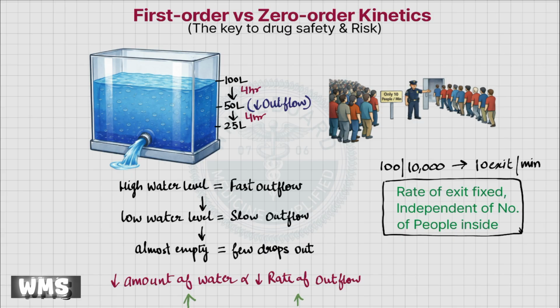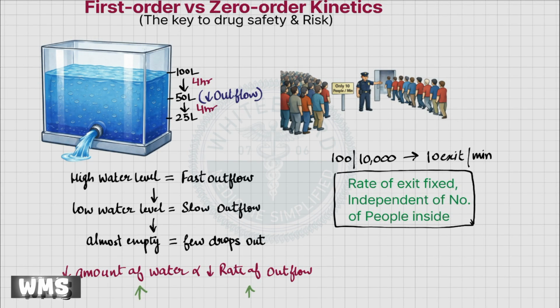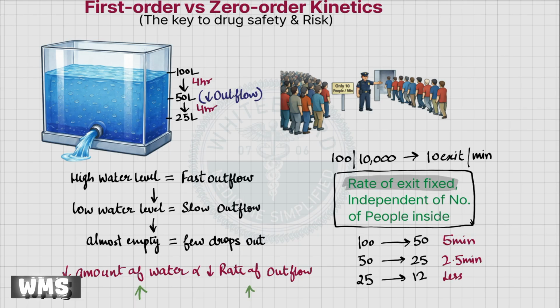And in the second example, because only 10 people are allowed to exit per minute, the rate of outflow is fixed. Now, suppose there are 100 people inside. To remove 50 people at a rate of 10 per minute, it will take 5 minutes, and to remove 25 people from 50, it takes only 2.5 minutes. And to remove 12 people, it takes even less time. Thus, unlike the leaking tank, here the rate is constant, and the time taken depends on how many people need to exit.